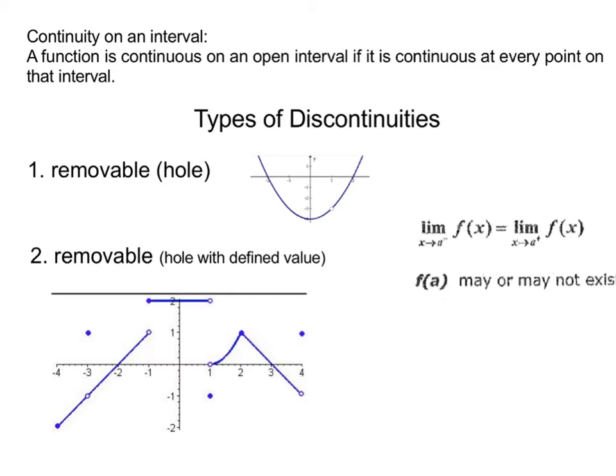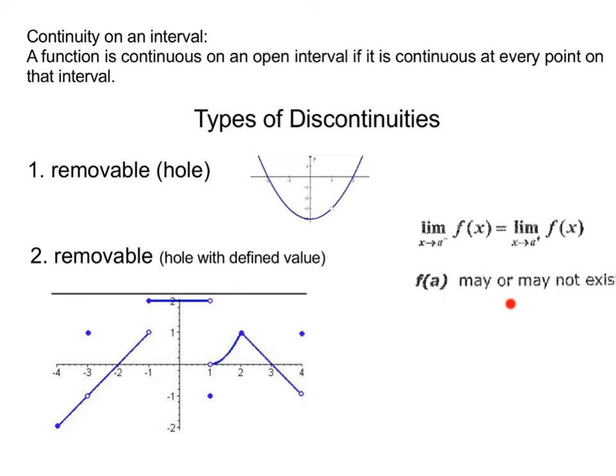Now, continuity on an interval. A function is continuous on an open interval if it is continuous at every point on that interval. Obviously, the opposite of open is closed. Okay, so here, once again, this is a review.